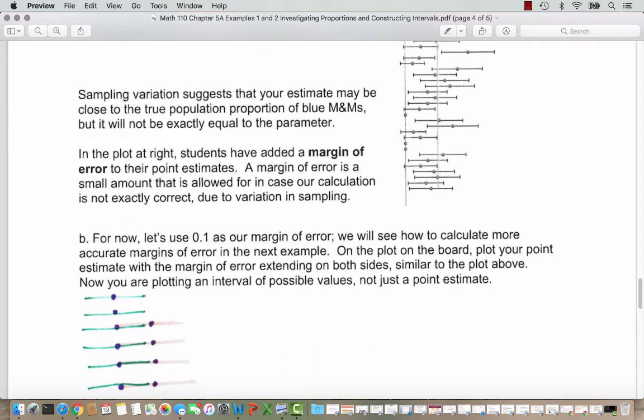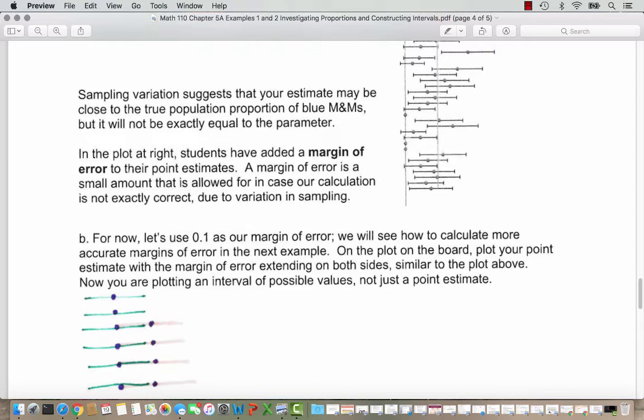Sampling variation suggests that your estimate may be close to the true population proportion of blue M&Ms, but it will not be exactly equal to the parameter. So remember, the parameter is the population value. So when we do a sample, we expect we can get pretty close to the population value, but we don't expect that we're going to exactly get the population value in our sample.